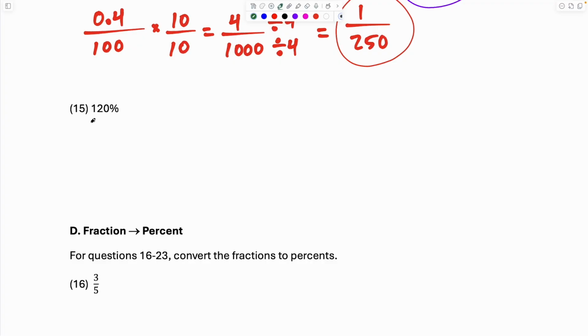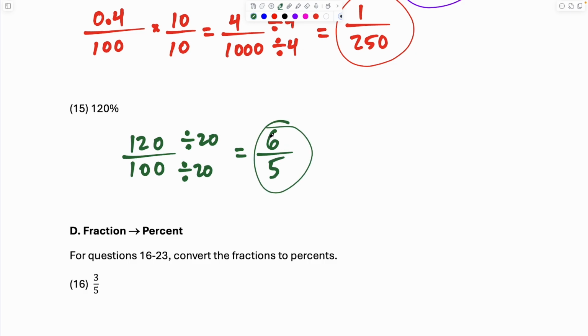Question 15, we have 120%. So first we could say 120 over 100. And we could just start simplifying here. So looking at these two numbers, I see they're both divisible by 20, and that is the greatest common factor. So we could just divide by 20, top and bottom. 120 divided by 20 simplifies to 6 over 100 divided by 20 is going to give us 5. So we get 6/5 like this. So our solution to 15 is going to be this fraction here, 6 over 5.